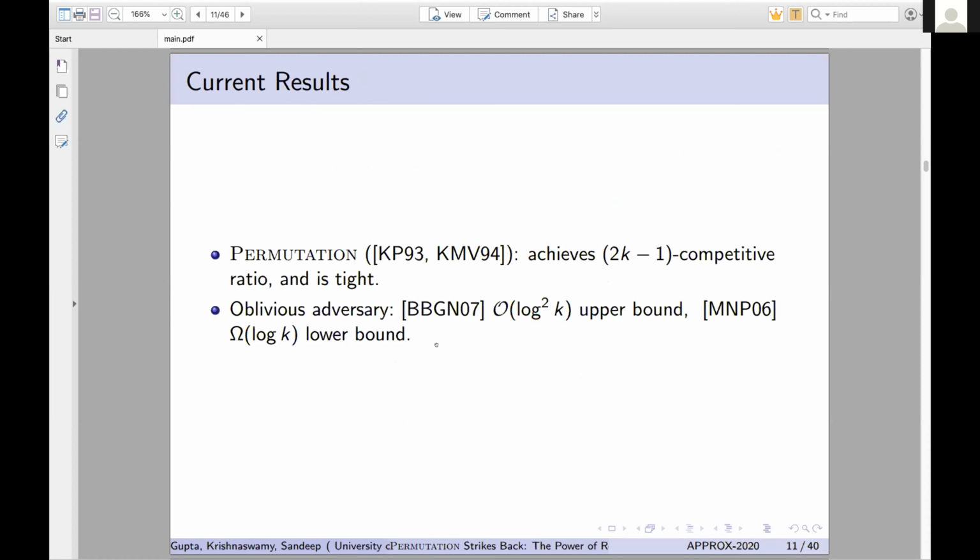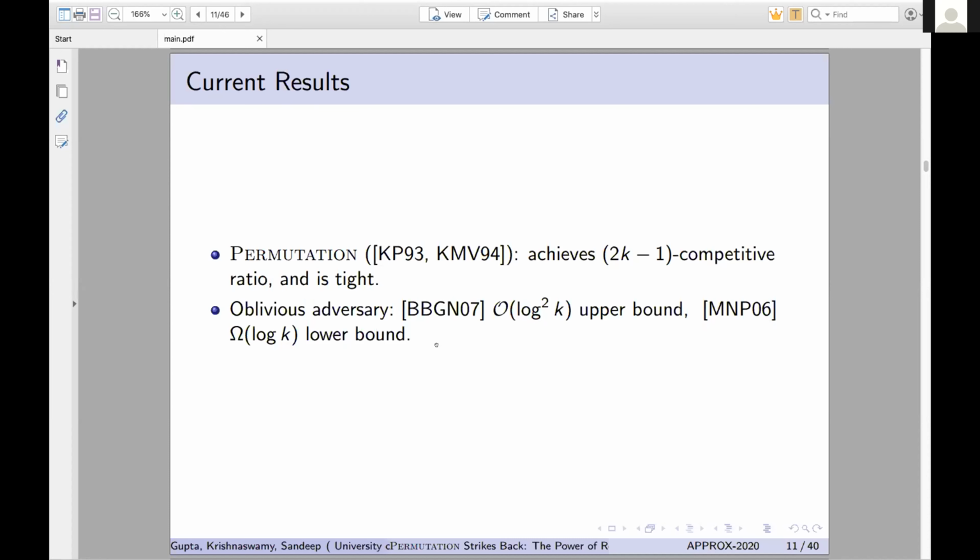On general metrics, the best competitive ratio is 2k minus 1. Here k is the number of servers. And we can prove this algorithm to be tight on the star metric. There are also works on randomized algorithms, where the adversary doesn't know the random bits that we use. And here there's a gap: there's an upper bound of log squared k, and the same star example gives a log k lower bound.